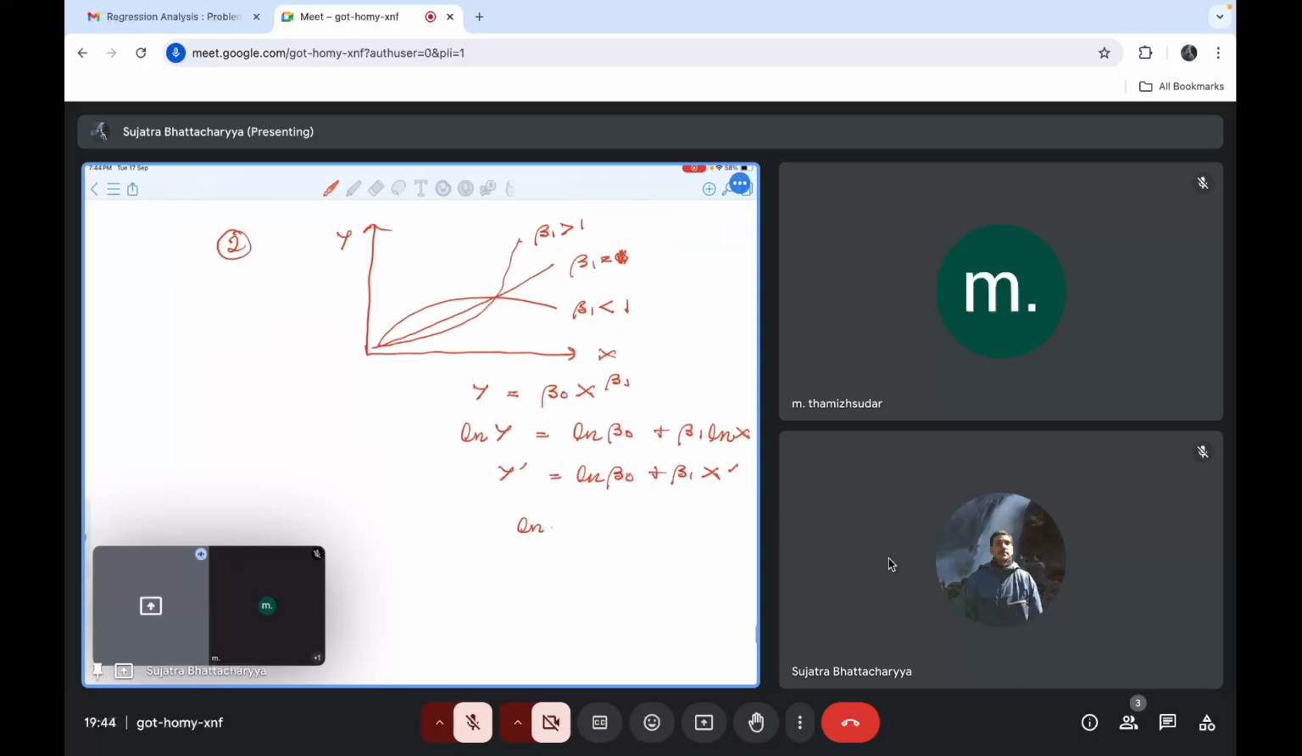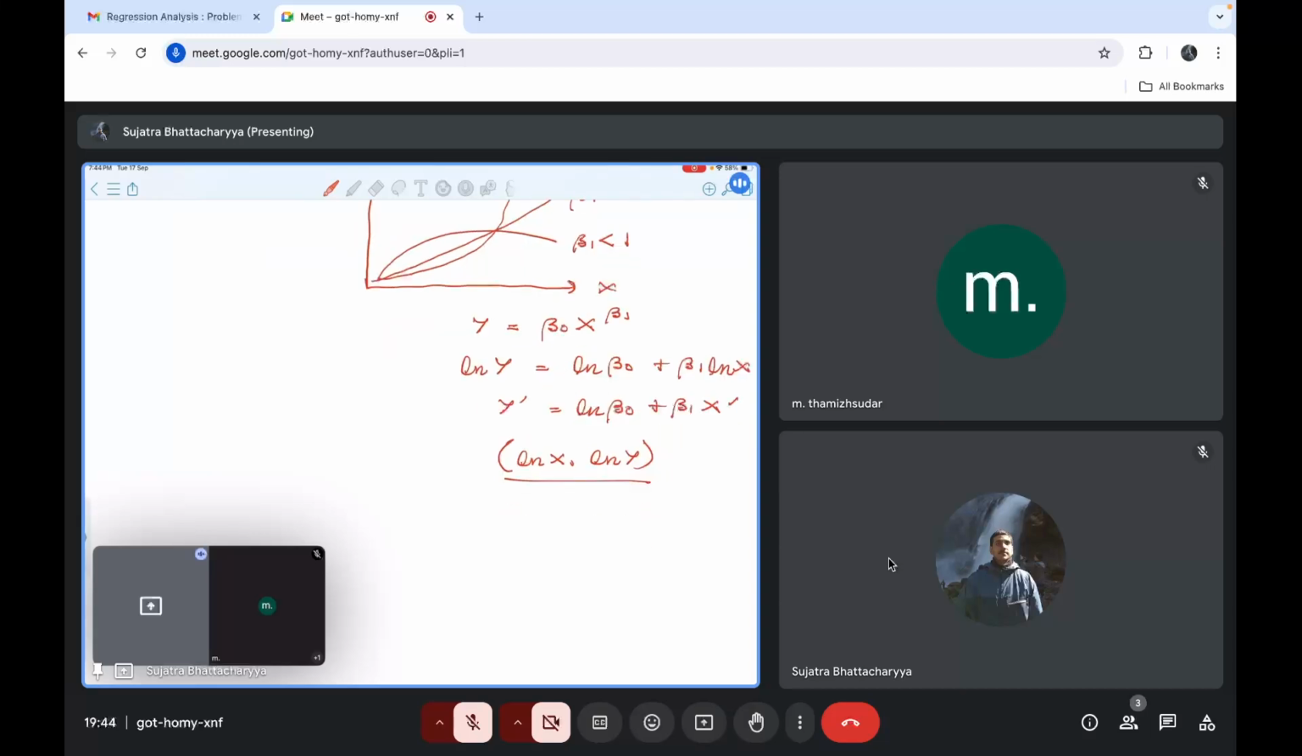Right. So now your y will also have to be transformed and your x will also have to be transformed. So you have to do the linear regression between log x and log y. Whatever intercept you get is actually your log beta naught, and whatever slope you get is nothing but your beta 1.